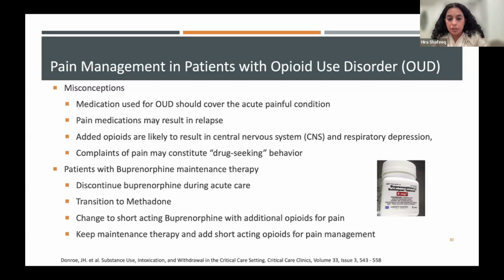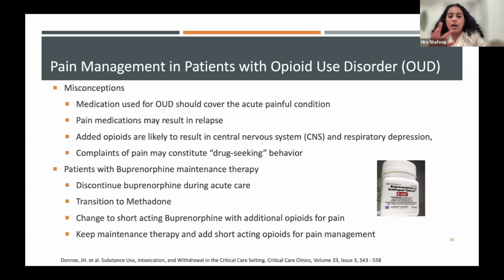And once they're done with their acute phase of pain, you can restart their buprenorphine therapy. You can also transition to methadone. That can also become controversial because not everybody likes to start methadone in an inpatient treatment. Not everybody's allowed to start methadone. There's a lot of state laws that can come into it. But transitioning to methadone is an option.